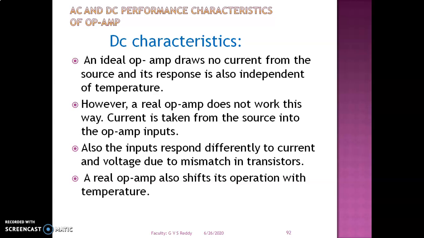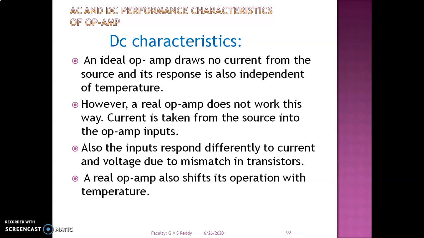AC and DC performance characteristics of operational amplifiers. Under that, the first one, DC characteristics of operational amplifiers. Now we will see. Generally, an ideal operational amplifier draws no current from the source and its response is also independent of temperature. However, a real operational amplifier, that is a practical operational amplifier, does not work this way. Current is taken from the source into the operational amplifier input terminals.